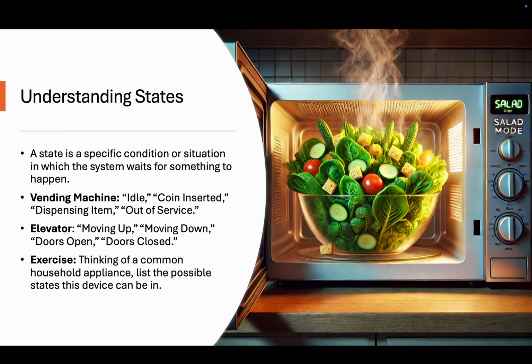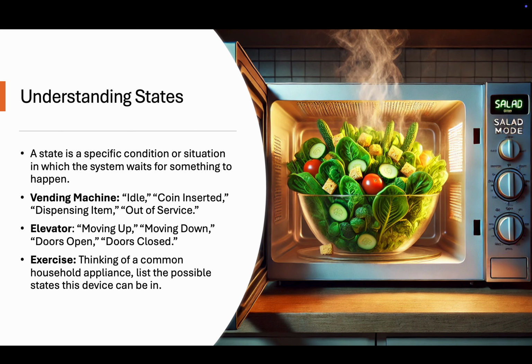So let's look a little bit more about what the states mean specifically. A state is a specific condition or situation in which the system waits for something to happen. It could be waiting for time. It could be waiting for the result of something. It could wait for input. So in a vending machine, idle is a state because it's waiting for a user to come and interact with it. Coin inserted or payment inserted is another state. Dispensing the item and an error state like out of service are all potential states for a vending machine.